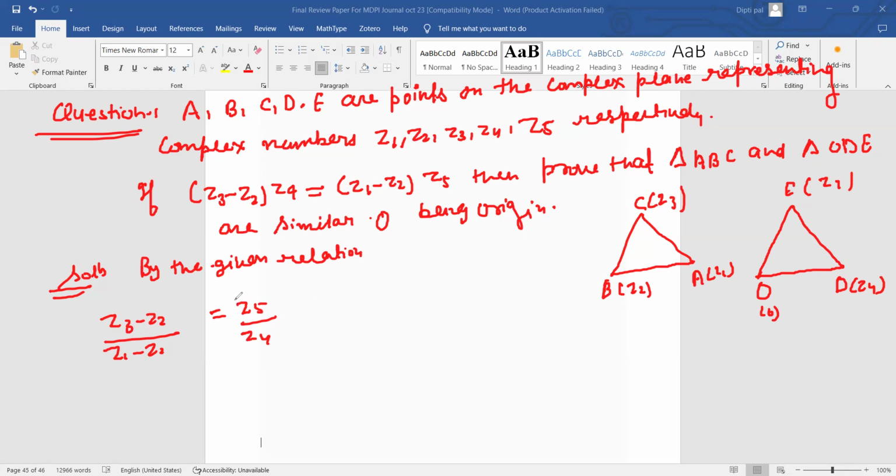So we can write modulus of Z5 minus 0 and this is Z4 minus 0. This is Z5. Now this is Z3 minus Z2, that is BC. Z1 minus Z2, that is AB. So it is that BC upon BA equals Z5 minus 0, that is OE, upon OD.